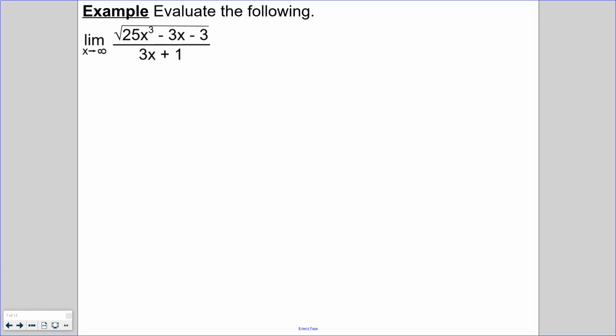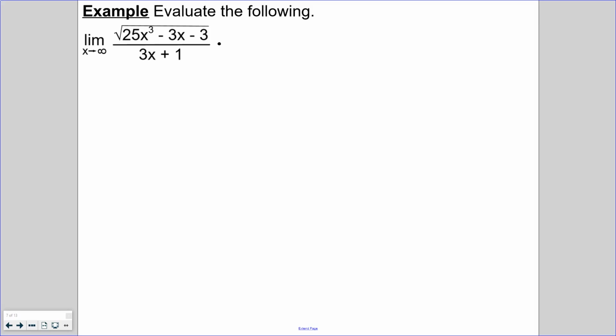All right, next up we're going to take a look at the limit of the square root of (25x cubed minus 3x minus 3) all over (3x plus 1). So let's factor out the highest degree in the numerator and the highest degree in the denominator. In the numerator, we need to be careful because here's the case where we don't want to factor out an x cubed, because an x cubed doesn't pull out of an x squared nice and neatly. So, like we did in the beginning, we actually want to factor out an x squared.